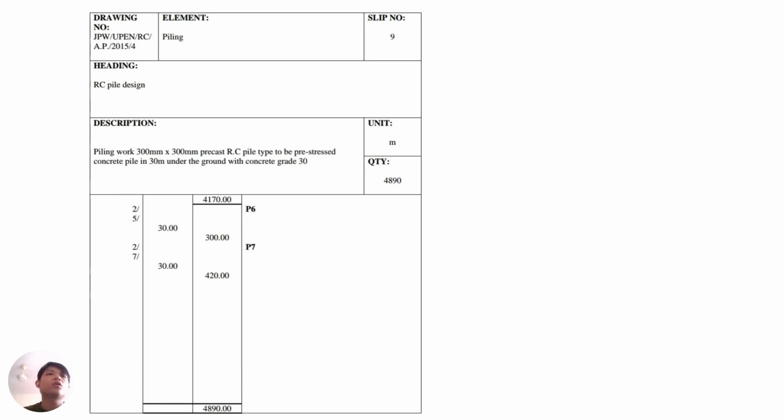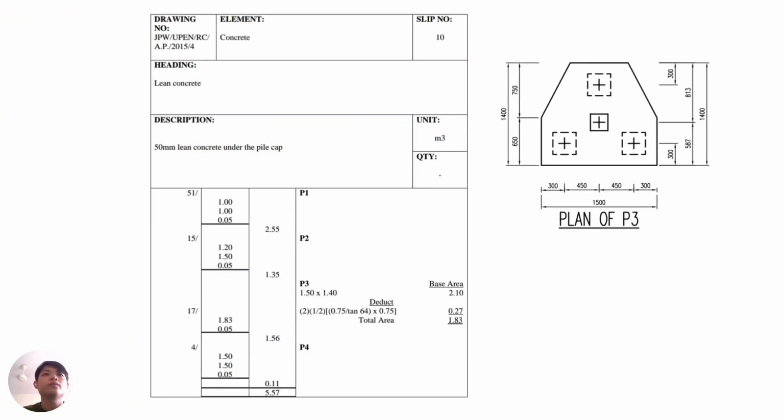Same goes for P2 until P7, and the total value of P1 until P7 will be 4890. Then we'll move to the 50 mm blinding concrete under the pile cap. For the pile cap, actually it's calculating the volume of the pile cap, but the depth is equal to the 50 mm blinding concrete.